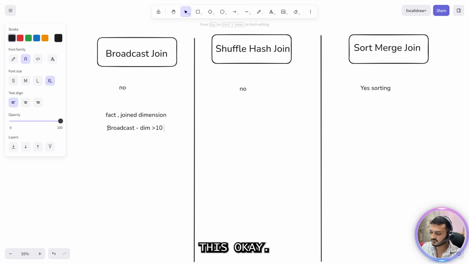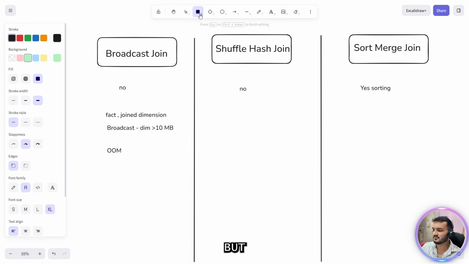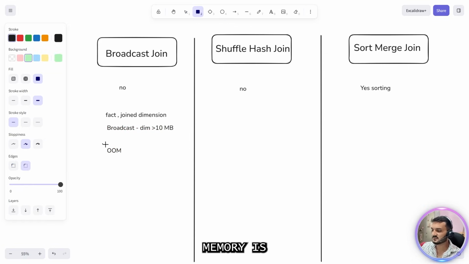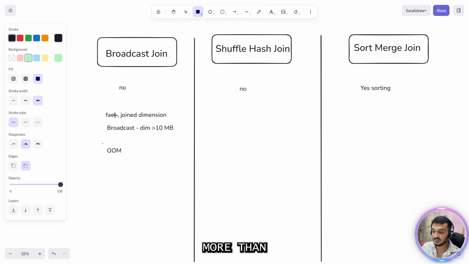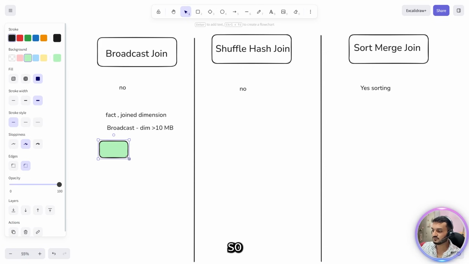Remember this, okay? The table size should not be greater than 10 MB, else you are going to receive an executor out of memory error. We will discuss the OOM error, which we also call the doomed error, okay? We will talk about this later, but keep this in your mind: executor out of memory is one thing you can get if your dimension table is more than 10 MB. Okay, so I believe I'm making this point very clear to you.